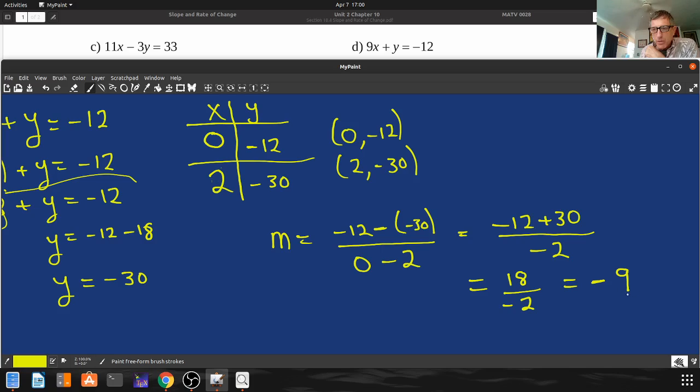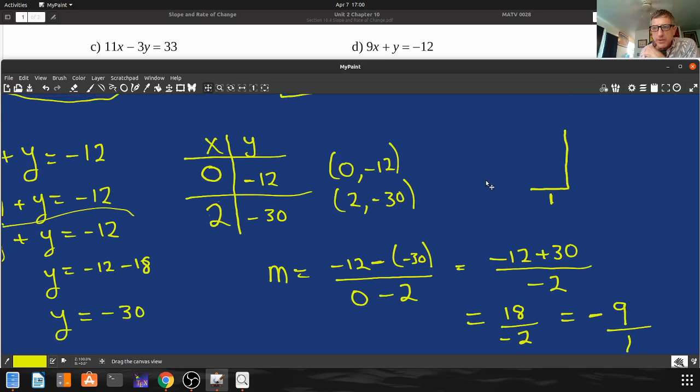And if you want, you can put that as minus 9 over 1, which means for every 9 units of rise, there's 1 unit of run. So we'd have 1 unit of run. This is 1, and then I would come up 9. And this is not to scale, but I'll try to make it a little bit more to scale.